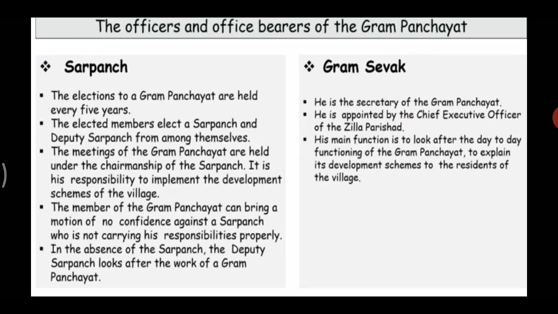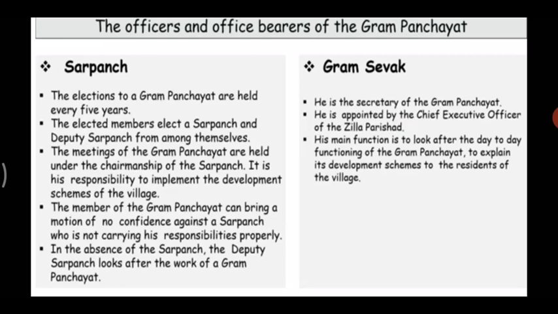Now, in the absence of the Sarpanch, who will look after the village? The deputy Sarpanch. The deputy Sarpanch looks after the work of the Gram Panchayat. Like the captain and the vice captain. If the captain of the team is not there, then the vice captain looks after the work and performs the duty. In a match also, if the captain is not there, the vice captain takes over. The same is over here. When the Sarpanch is not there, the deputy Sarpanch will look after the work.